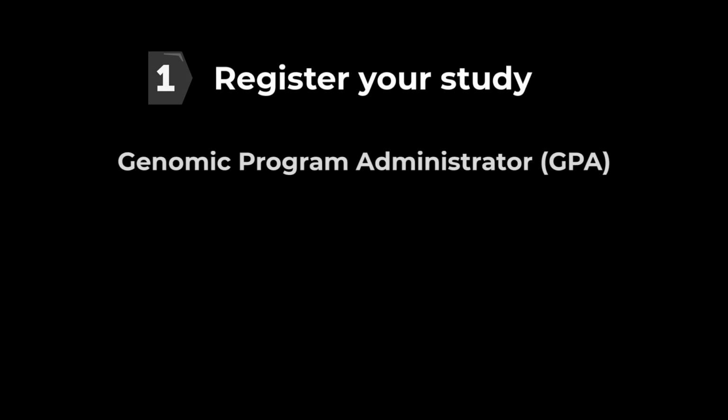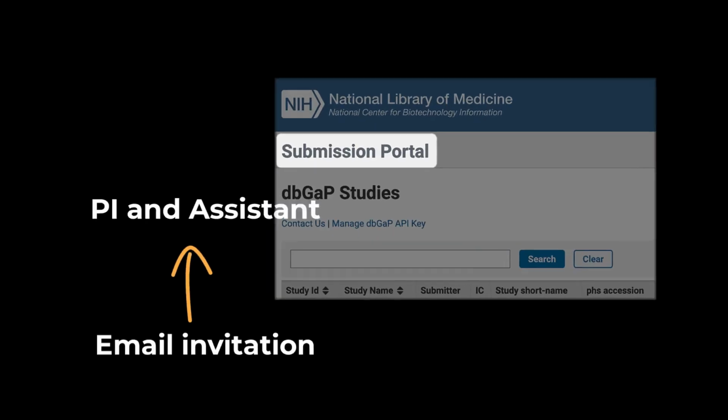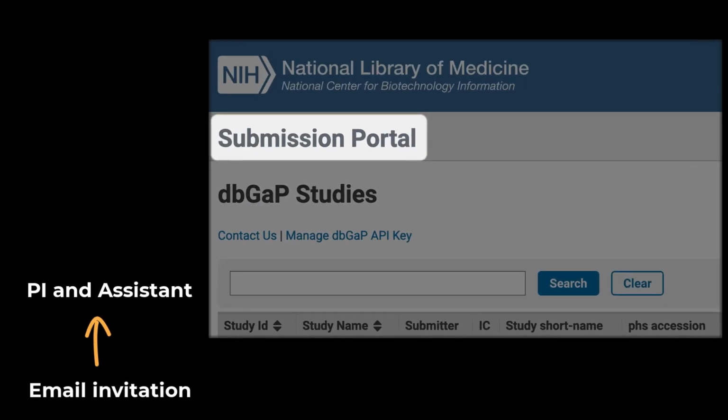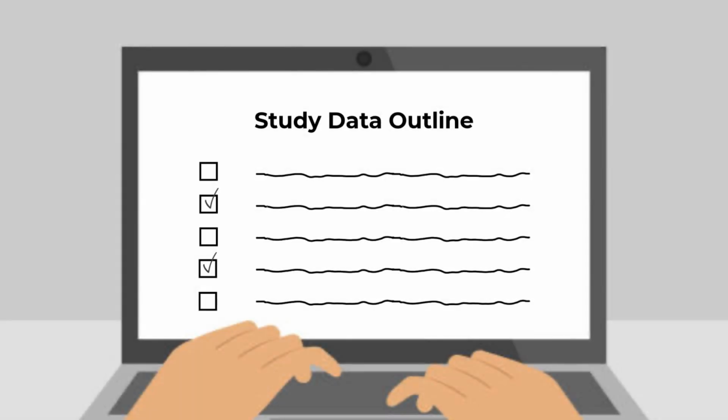In the first video, Register Your Study, we ended with your GPA, the Genomic Program Administrator, initiating registration of your submission. Once that is complete, the designated PI, or Principal Investigator, and the PI Assistant will receive email invitations to access the submission portal. They need to accept this invitation within 7 days, even if they are not planning to submit for some time. Once inside the submission portal, the first step is to complete the study data outline, where the submitter will indicate the expected data components to be submitted for a study version.